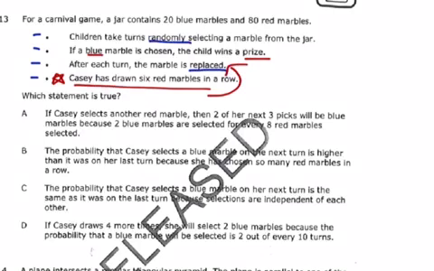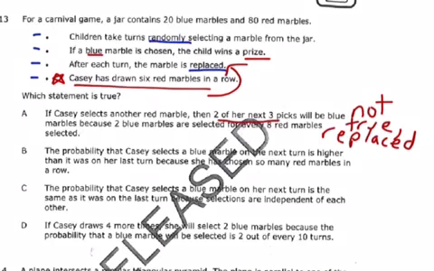Answer choice A, if Casey selects another red marble, then 2 of her next 3 picks will be blue marbles because 2 blue marbles are selected for every 8 marbles selected. Well, this is not true because they are replaced after each time. So the probability is not changing from each drawing that Casey makes. So it's not going to make it 2 out of 3 for blue.